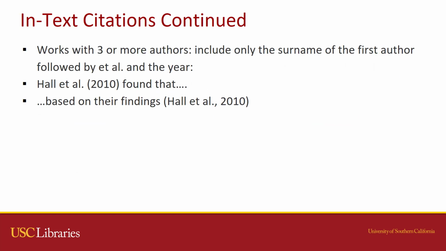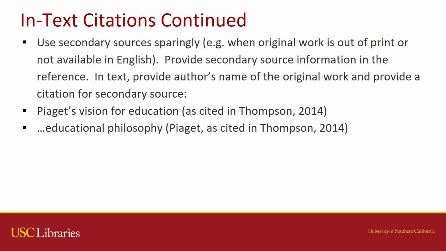One of the changes in the 7th edition is to further condense citations. When you have a source with 3 or more authors, you only include the surname of the first author followed by et al. and the year. The APA manual also states that you should use secondary sources sparingly.